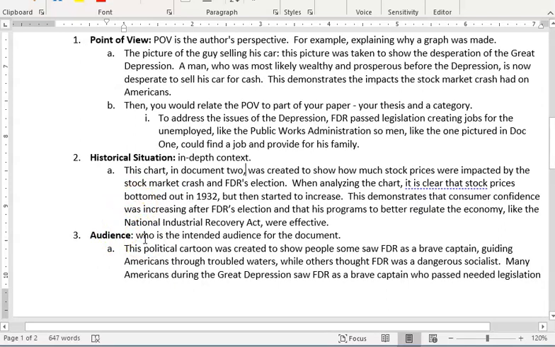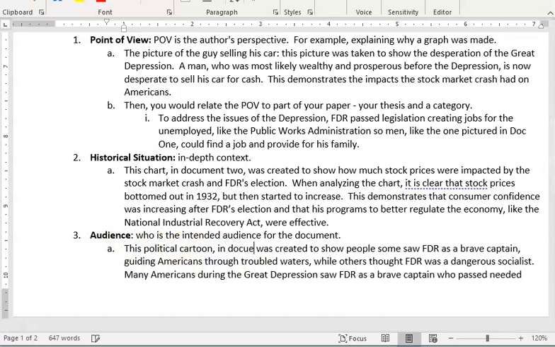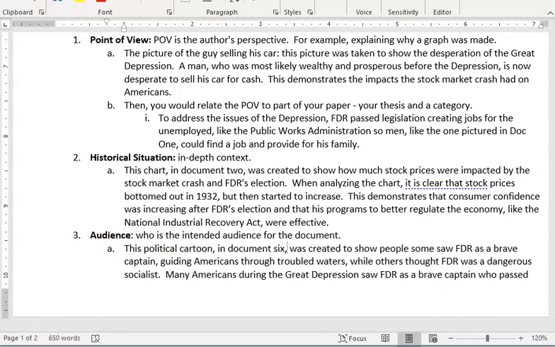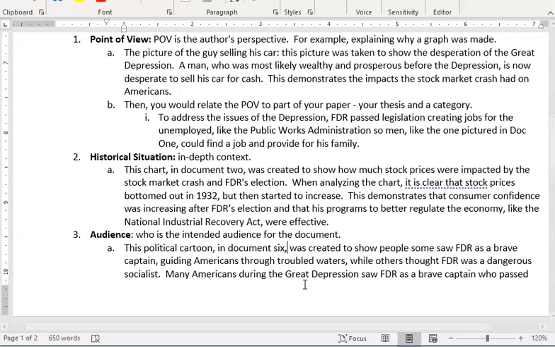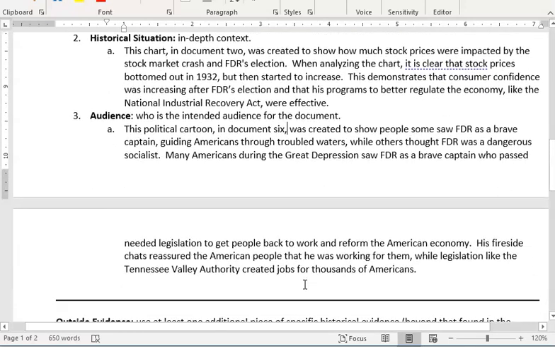Audience, who's the intended audience for the document? This political cartoon in document 6 was created to show some people saw FDR as a brave captain guiding America through troubled waters, while others thought FDR was a dangerous socialist. Many Americans during the Great Depression saw FDR as a brave captain who passed needed legislation to get people back to work and reform the American economy. His fireside chats reassured the American people he was working for them, while legislation like the Tennessee Valley Authority created jobs for thousands of Americans.